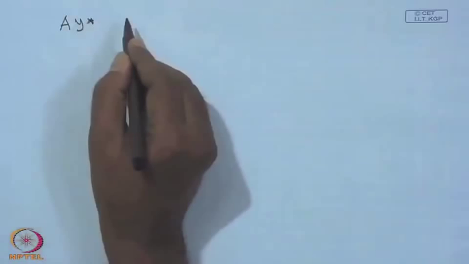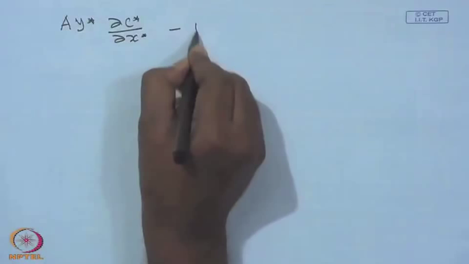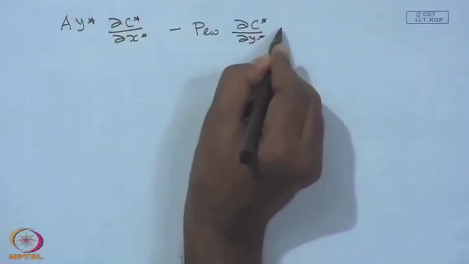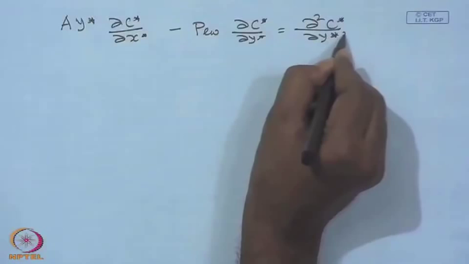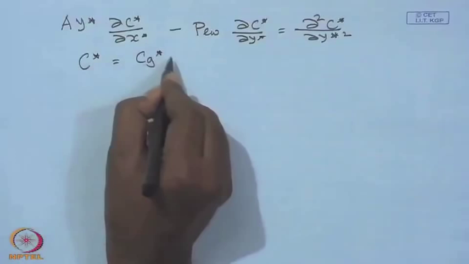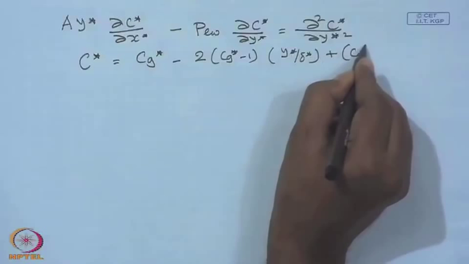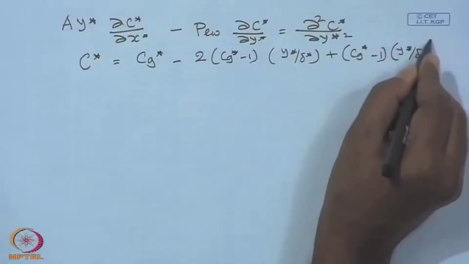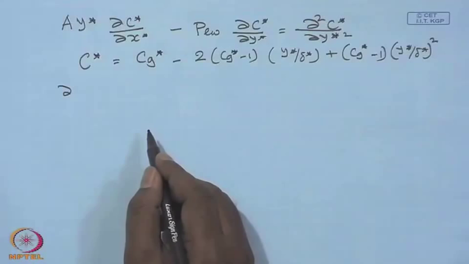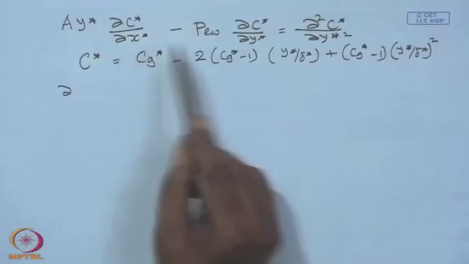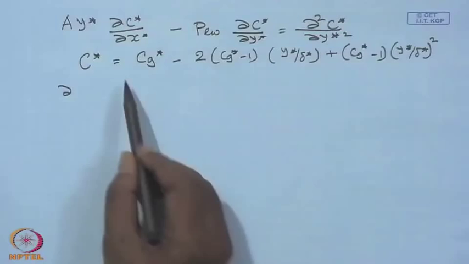So, let us look into the governing equation. The governing equation becomes A y star del c star del x star minus P w del c star del y star is equal to del square c star del y star square, and we have the concentration profile as C star is equal to Cg star minus 2 (Cg star minus 1) y star by del star plus (Cg star minus 1) y star by del star square. What we do next, exactly like earlier, is evaluate the different derivatives del del x star of C star, del del y star of C star, and del square del y star square of C star from this profile and substitute back into the governing equation.